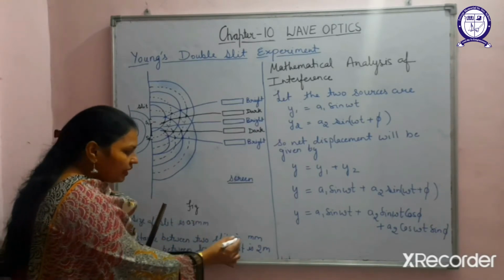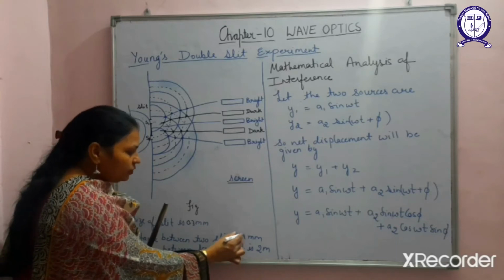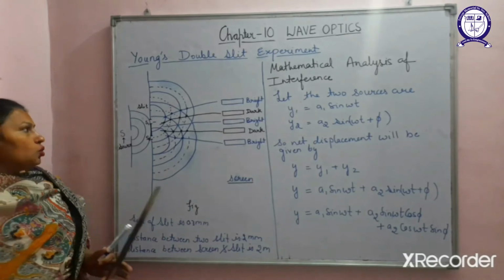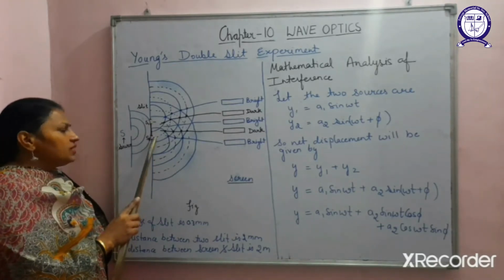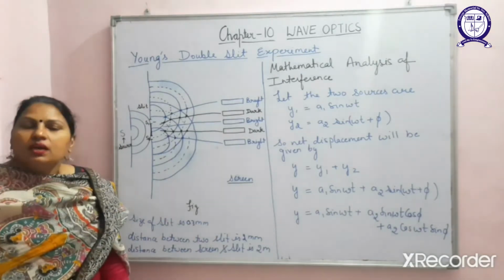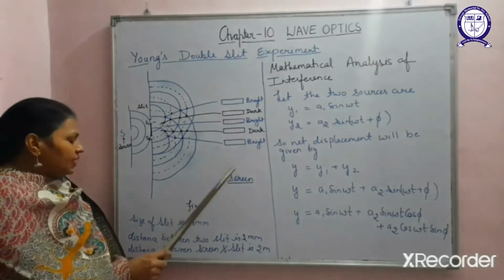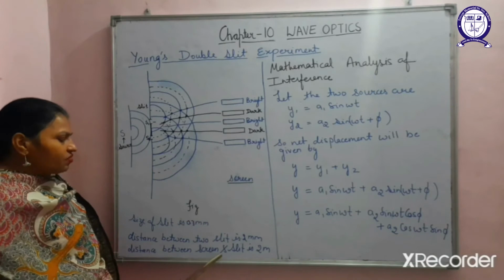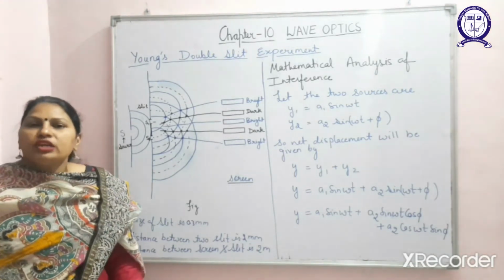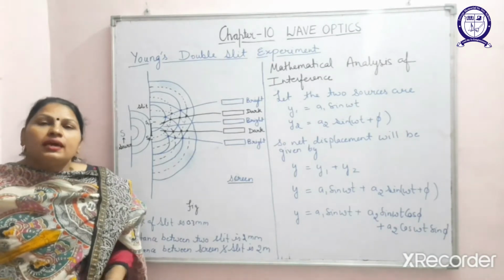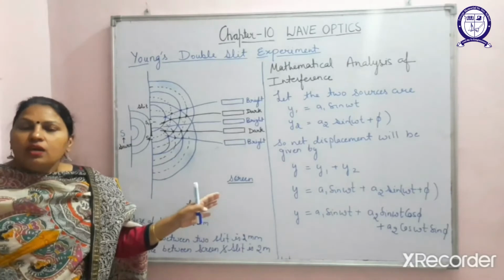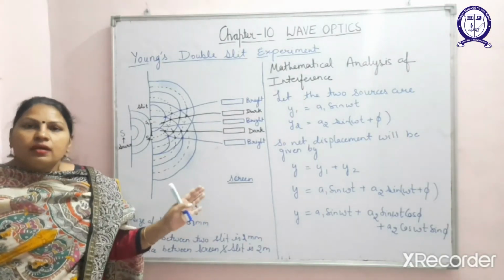It is smaller in size, and the distance between the two slits is approximately 2 mm. Clear? So the distance between these two slits is 2 mm, and this particular size is nothing but 0.3 mm. Now in the very next case, the distance between the screen and the slit is 2 meters. Clear? So these points you need to mention whenever you are going to discuss the construction of Young's double slit experiment.